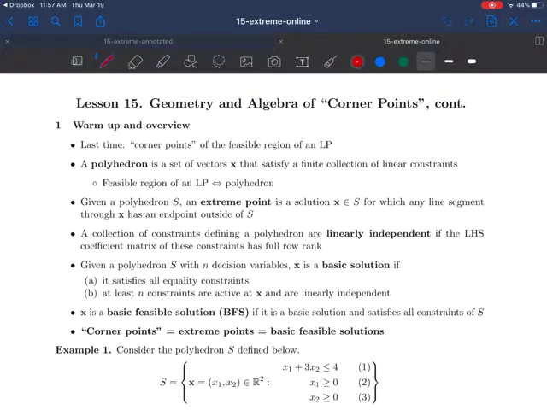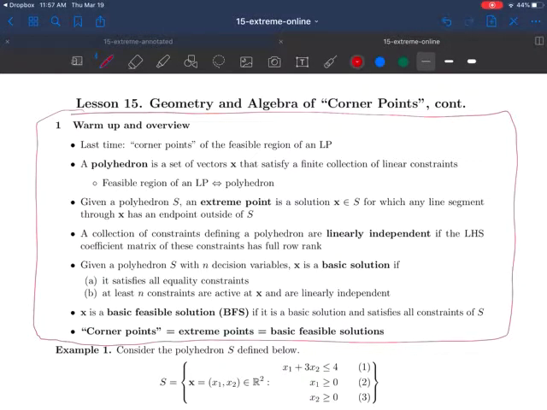Okay, so we're going to start off by considering what we talked about last time before spring break. That's in this section here. The main punchline here is this last bullet point here. Corner points, when we say that, we really are talking about extreme points, and we know those are the same as basic feasible solution. Note that basic feasible solution has a number of different definitions involved in it.